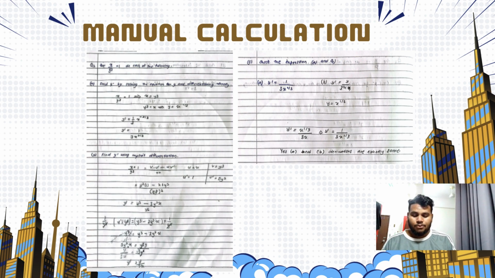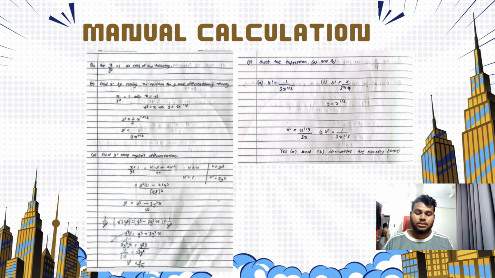So we need to simplify, and we just need the y answer. After simplifying everything, the answer we are getting is y prime equals y over 3x. And the simplified method I proved in the manual calculation. If you need more explanation, you can see the zoom and check each and everything.